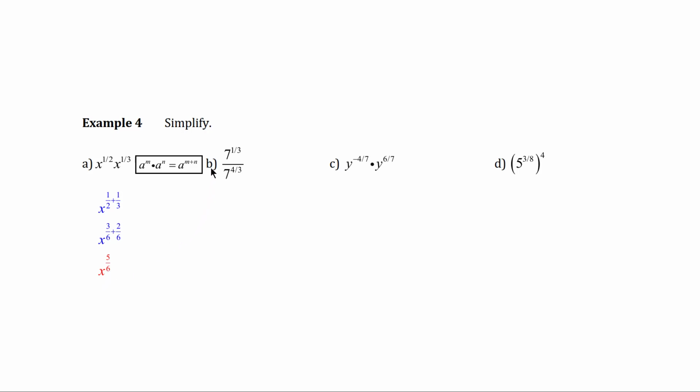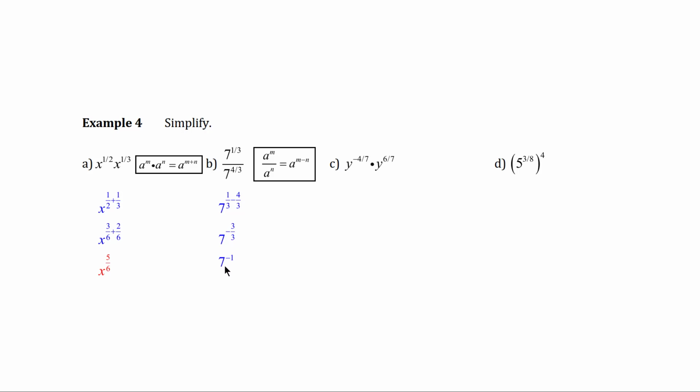Moving on to part B, we have 7 to the 1/3 power divided by 7 to the 4/3 power. Because we're dividing the same bases, we just take the base 7 and then subtract the exponents. So I have 7 to the 1/3 minus 4/3 power. Subtracting the exponents, we get 7 to the negative 3 over 3 power, which simplifies to 7 to the negative 1 power.